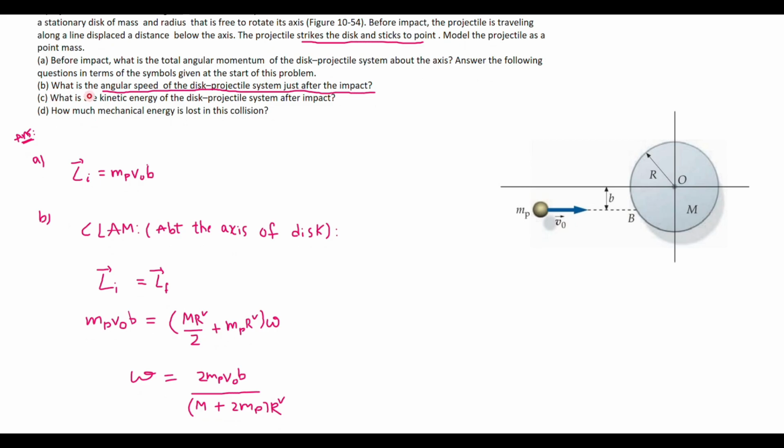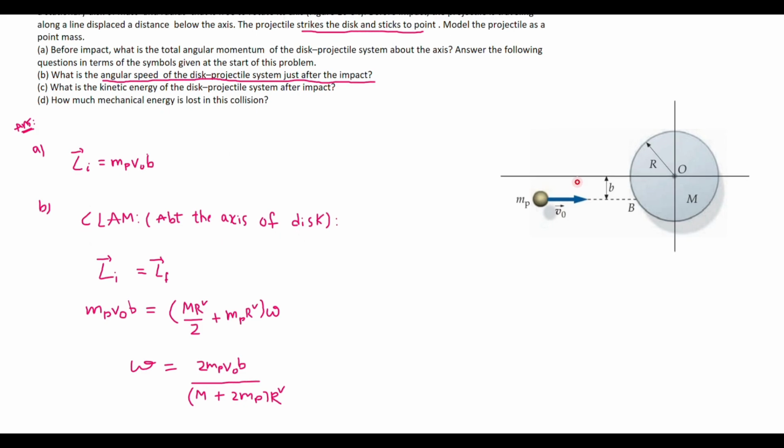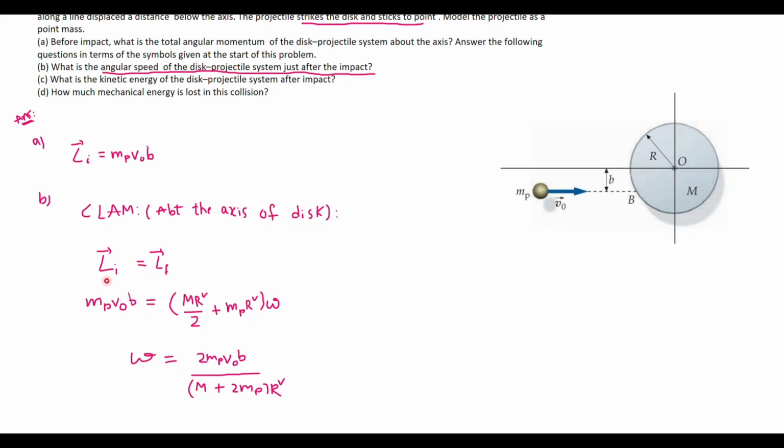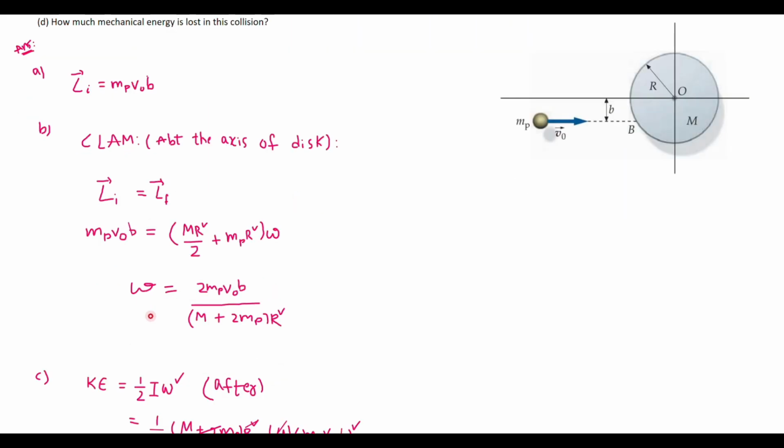So the second part: what is the angular speed of the disk projectile system just after the impact? Basically in the second part, we conserve the angular momentum about the axis. So L initial equals L final. Initial angular momentum is m_p v naught b equals the total moment of inertia about the axis, M r square by 2 plus m_p r square, times omega. So omega is 2 m_p v naught b by (M plus 2 m_p) r square.